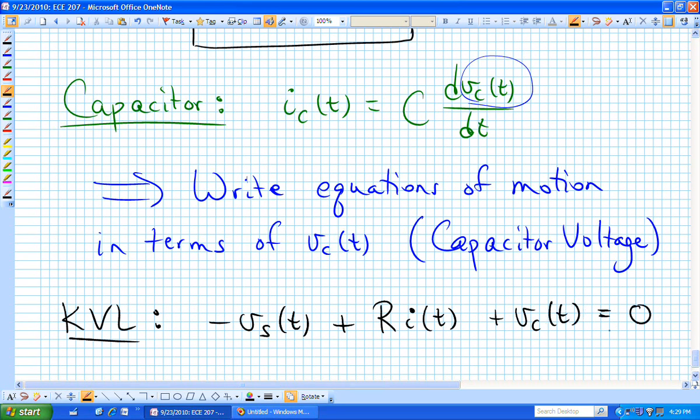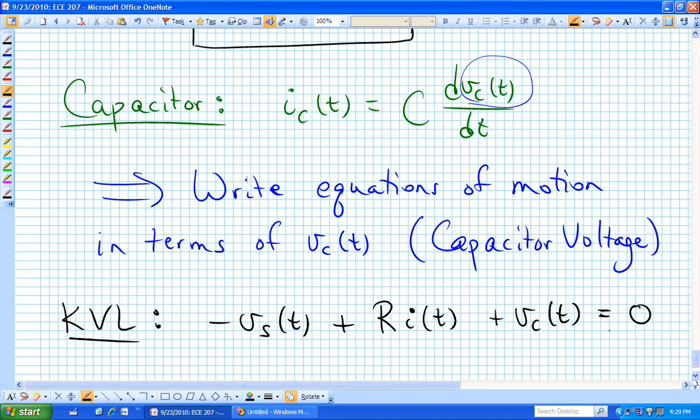But we said we want to write these equations in terms of the capacitor voltage. V sub S we're going to assume is given or known. What we want to do then is solve this for the unknown. But right now, I have I and V. I have two variables in there that I do not know. It would be nice if I could eliminate one of those and just have one equation and one unknown.